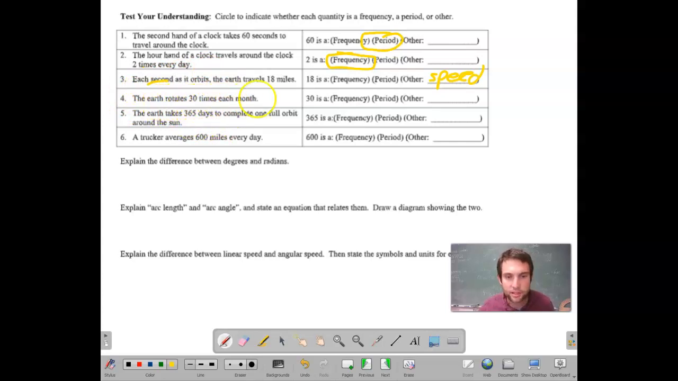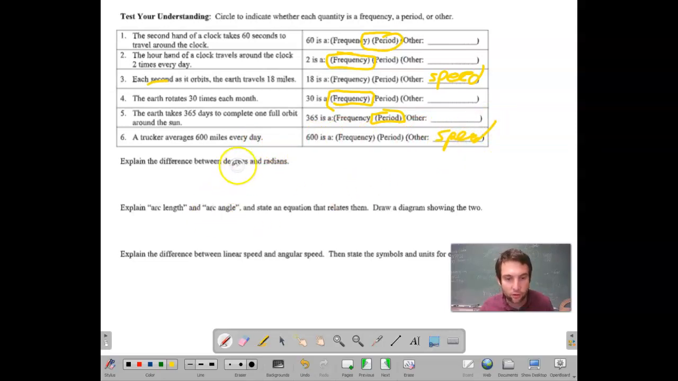The Earth rotates 30 times every month. That is circles per unit time, so that is frequency. The Earth takes 365 days to complete one full orbit. That is the time for one circle, so that's our period. A trucker averages 600 miles every day, also speed.